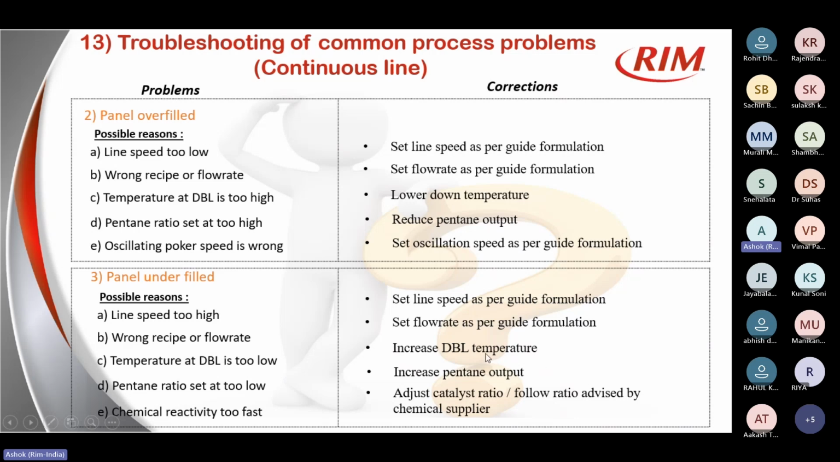The remedies are: line speed has to be set as per the guide formulation. Flow rate also has to be adjusted according to the guide formulation. Double belt temperature has to be adjusted. Pentane output has to be checked, whether it is set as per the guide formulation, density. The catalyst ratio has to be adjusted so that you can achieve the reactivity which is suitable for getting the best result.